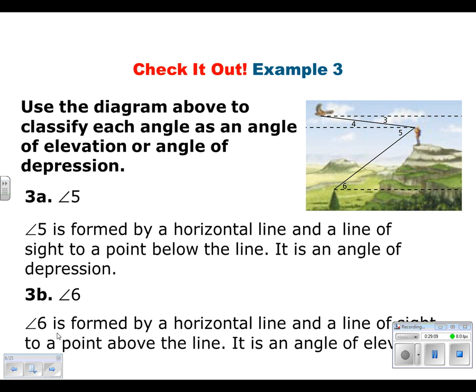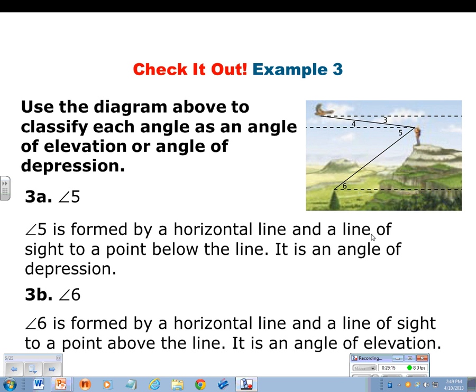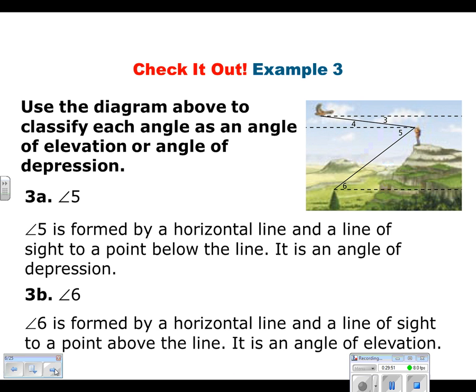Angle 6 is formed by the horizontal line and the line of sight to a point above the line. It is an angle of elevation, while angle 5 is an angle of depression. Angle 5 is an angle of depression because it is between the horizontal line and the line to the point below the line, while angle 6 is an angle of elevation because it is between the horizontal line and the point above the line.